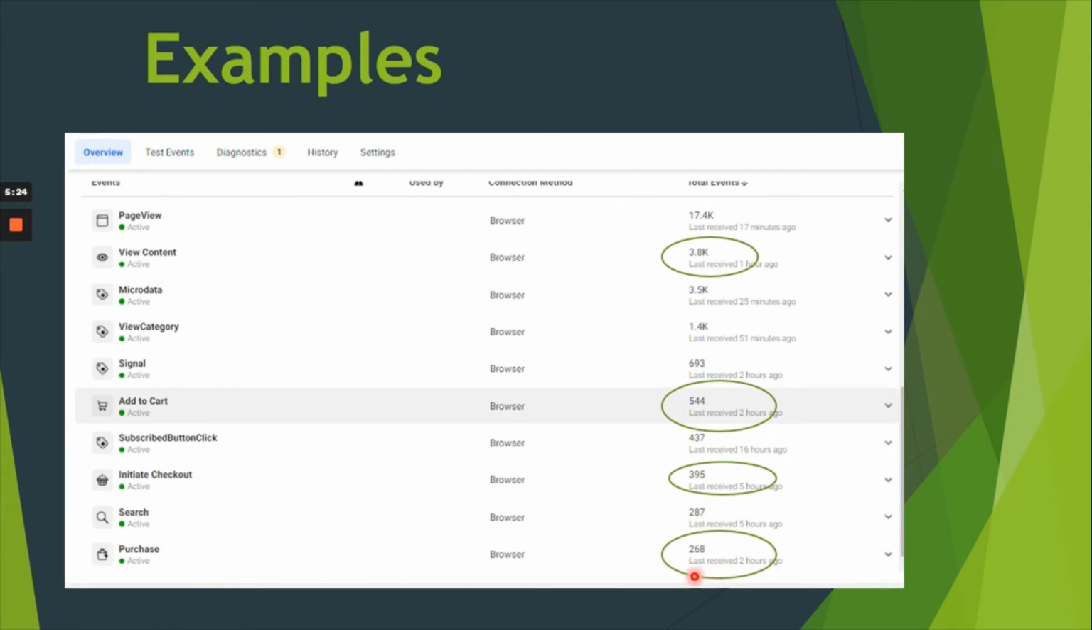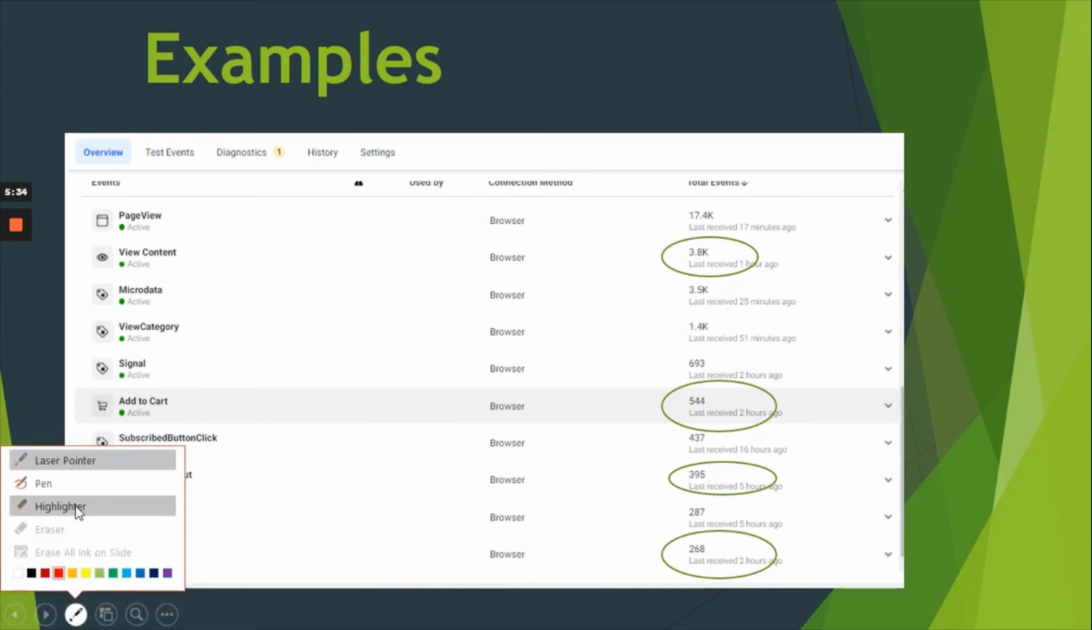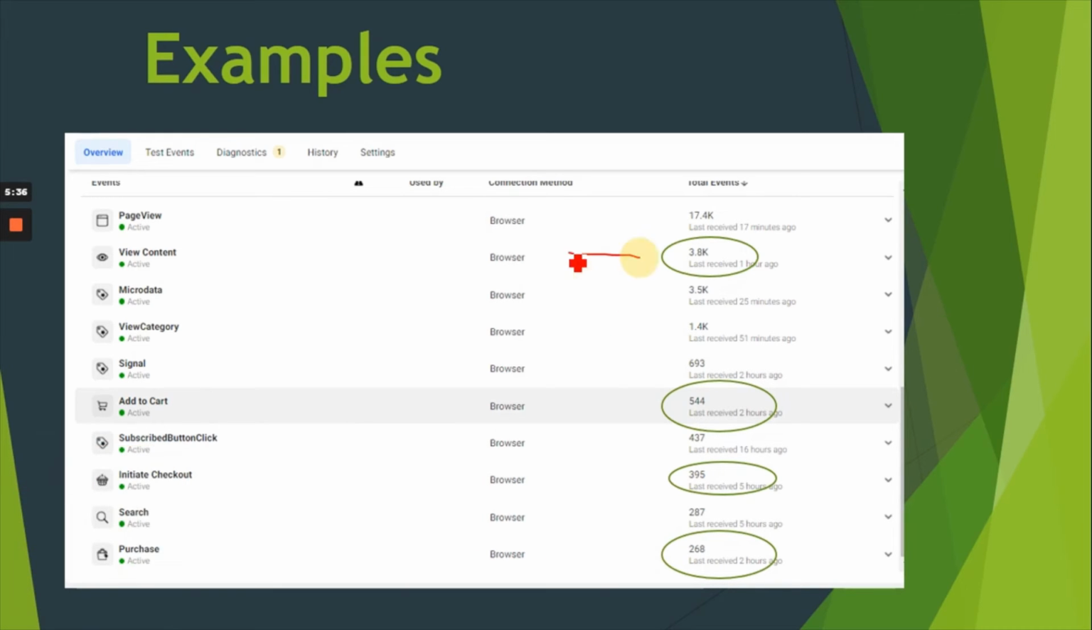So what I do here is that I have three different remarketing campaigns, and one is of course the loyalty campaigns. Okay, so, for example, at this stage, out of 3.8 thousand people, only 544 people added to cart. So I just retarget those people who didn't add anything to their cart.